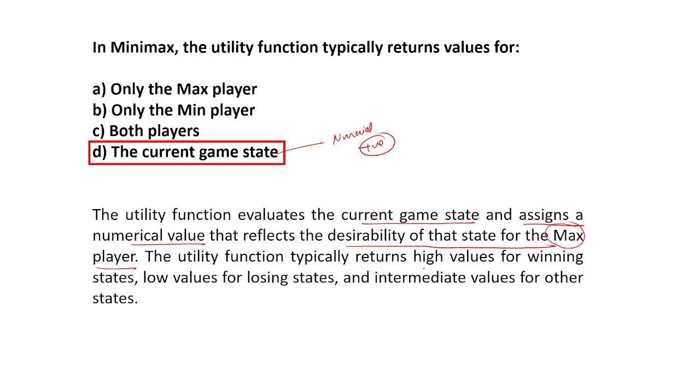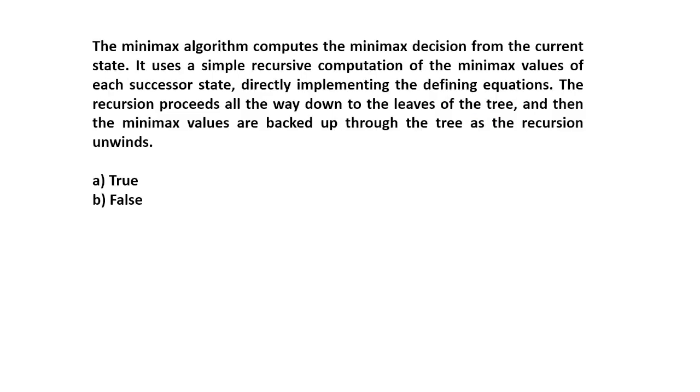The utility function typically returns a high value for winning states. Obviously this is basic logic, right? It always assigns a high value for a winning state, a low value for losing states, and an intermediate value for other states, right? So this is the current game state.